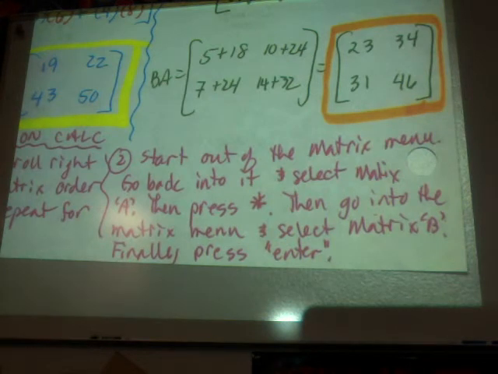Input it into your calculator. Yep. So input it into your calculator. Can I take this away yet? Yep. Okay, so here we go.